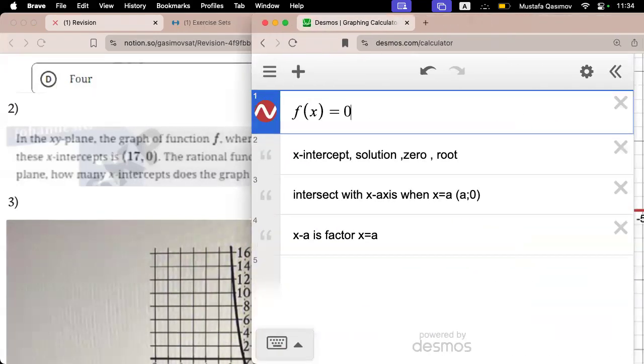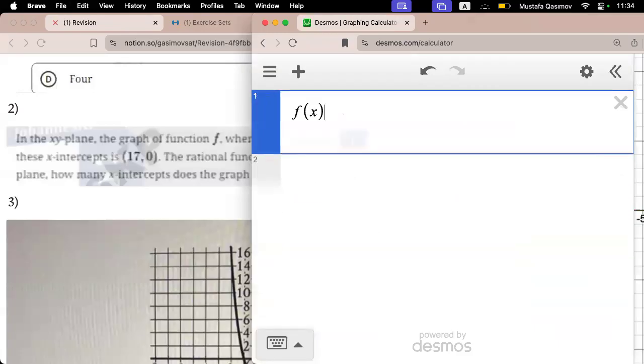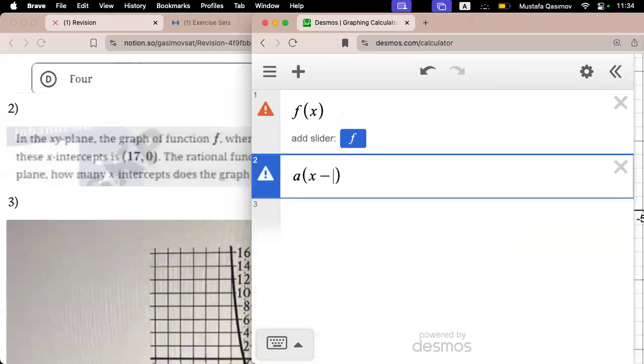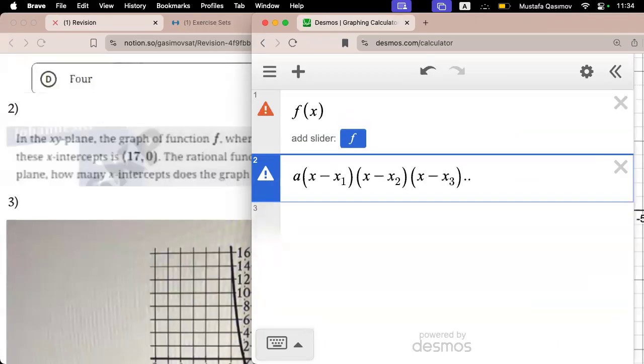Okay, let's do it like that. It says that f of x has 8 x-intercepts, right? If it has 8 x-intercepts, we can write it in x-intercept form like that: x minus x1, x minus x2, x minus x3, and etc. It continues like that, and one of them is 7, so it is x minus 7. Is it clear? It is f of x.